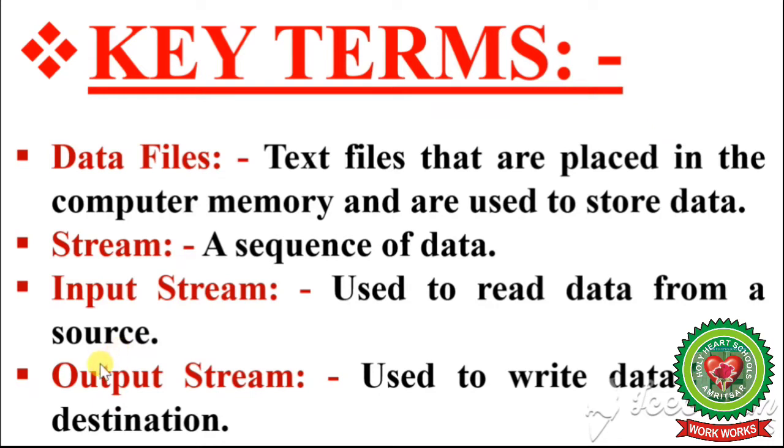The next term is output stream. This stream is used to write data to a destination. Here, the destination means the monitor screen, where our output is being displayed. And in this chapter, our destination is files, where we are writing our data.